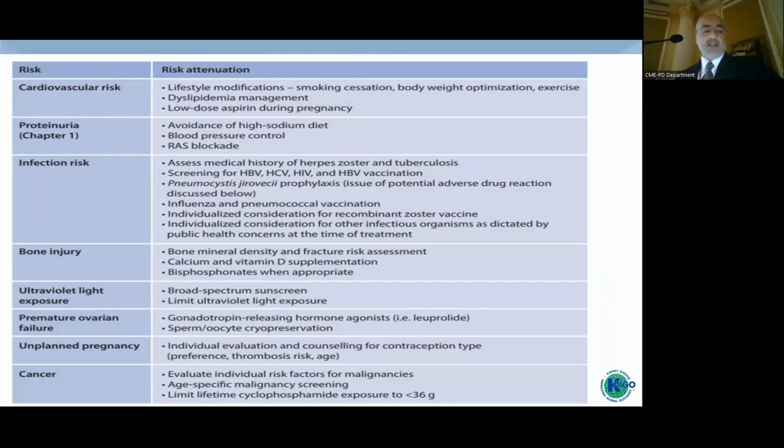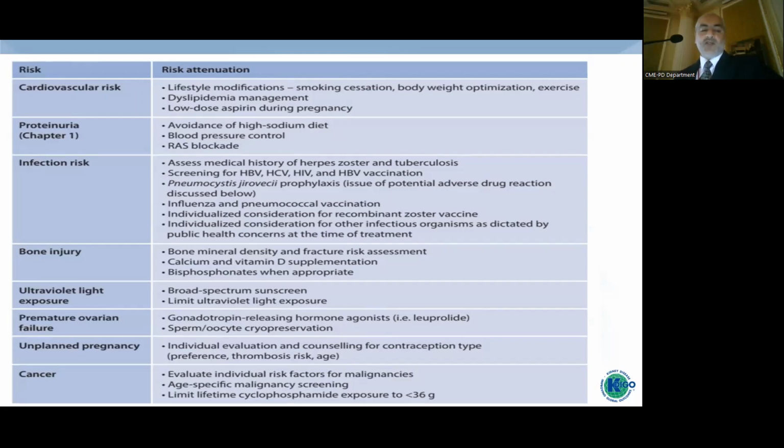Also enhanced vaccination for herpes zoster. And also one of the important risks to be managed in general for patients with lupus is bone injury. Bone mineral density and fracture risk assessment should be implemented for all patients, and calcium and vitamin D supplements should be provided for patients on long-term oral steroids. Bisphosphonates should also be implemented for patients having a BMD indicating osteoporosis, especially older females.